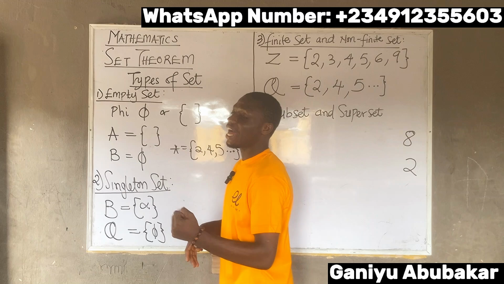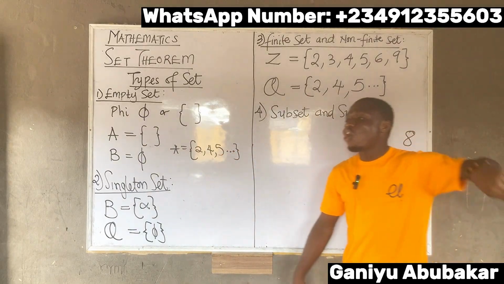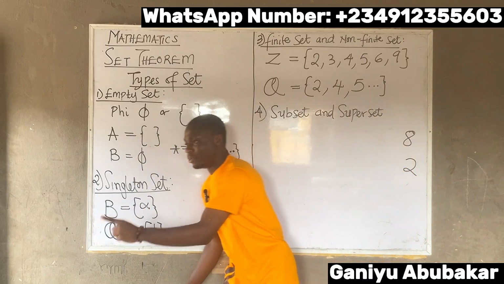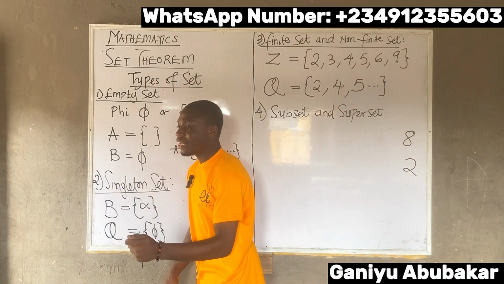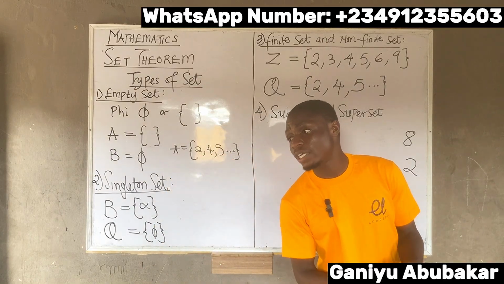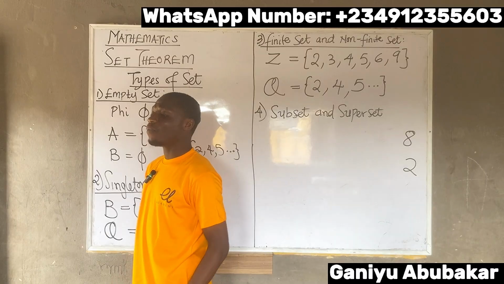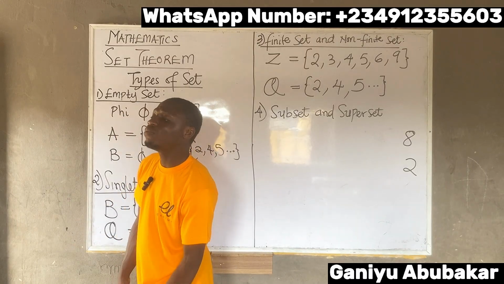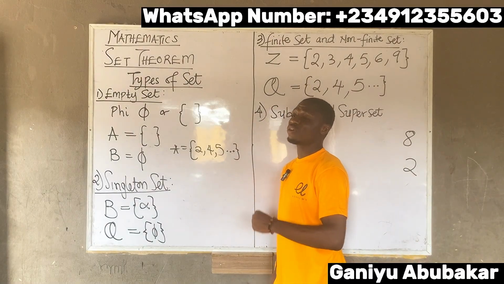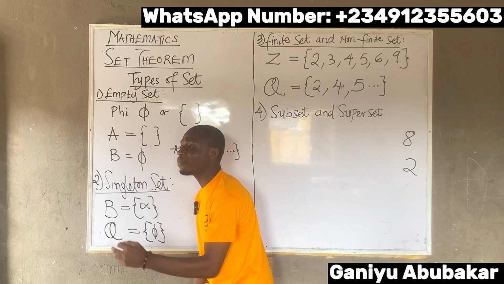Given a set A and B, such that all the elements in B can be found in A, or are contained in A. Hence, B becomes the subset of A.